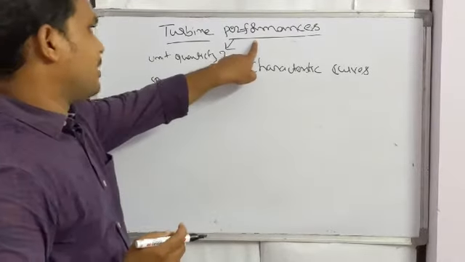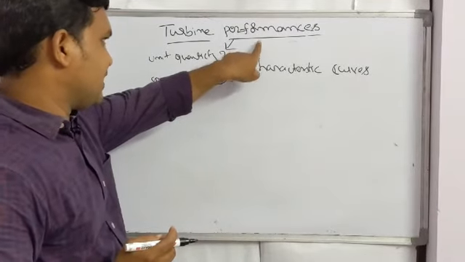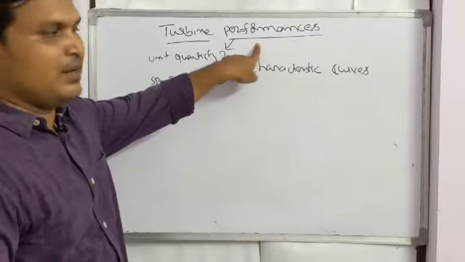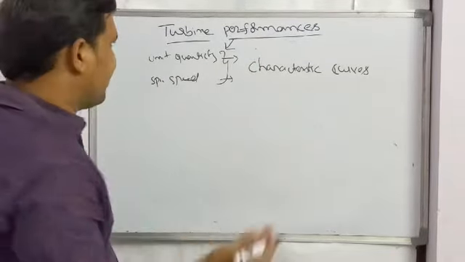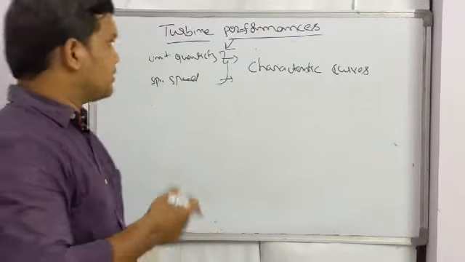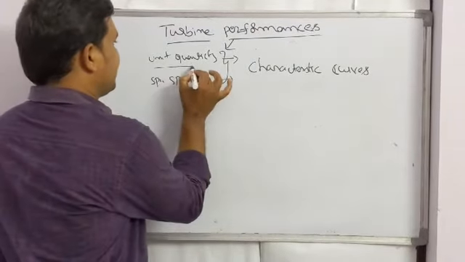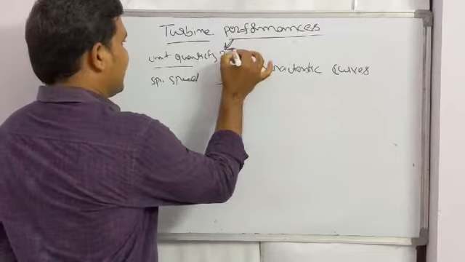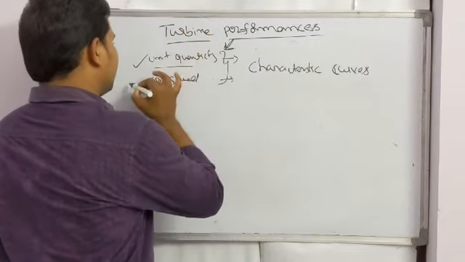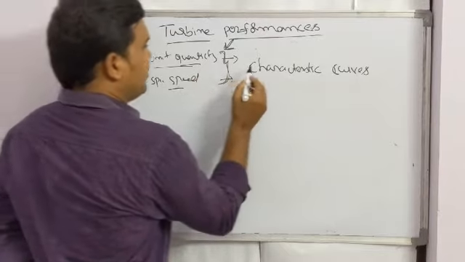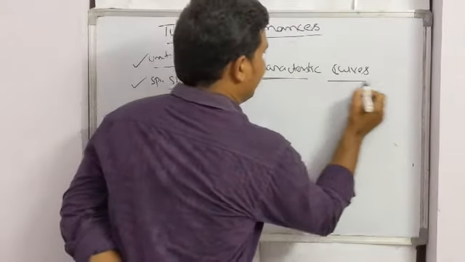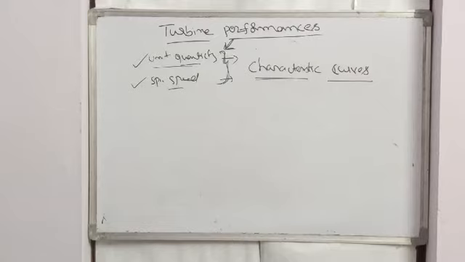After performance is conducted on a given turbine in different situations, varying the discharges, varying the heads, or varying the speed, or maintaining a constant speed, we get unit quantities and unit speed. After getting unit quantities and unit speed, we may plot graphs called characteristics curves.